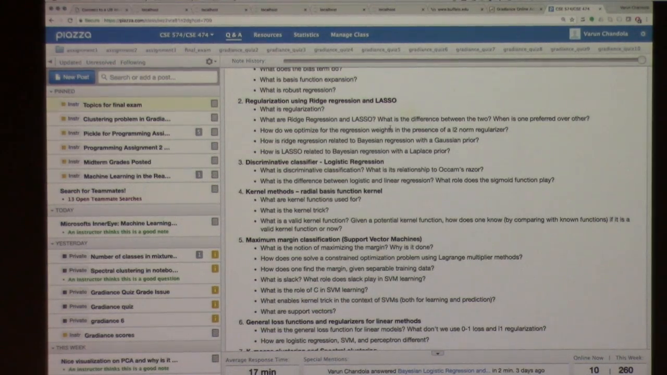Okay, so let's quickly jump to kernel methods. Kernel methods are very interesting, right?